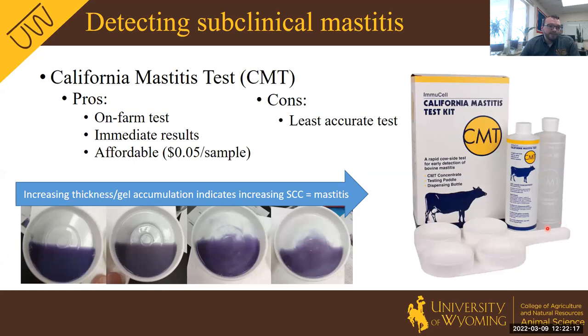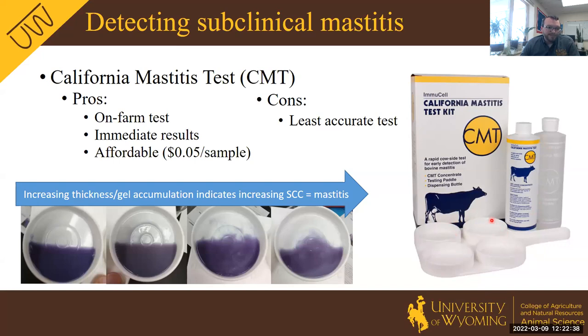And then our final tool we can use to detect subclinical mastitis is the California mastitis test. The pros of this are that it's an on-farm test, so you get immediate results. This California mastitis test kit comes with the CMT reagent, which is diluted with water. And then it also comes with this well.